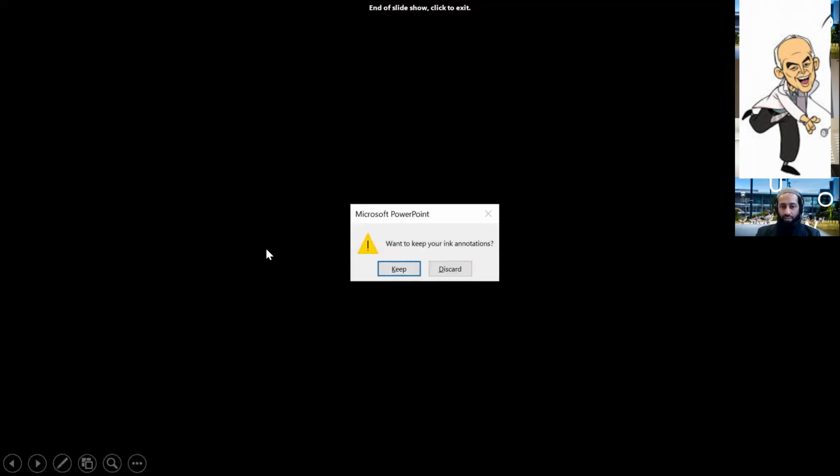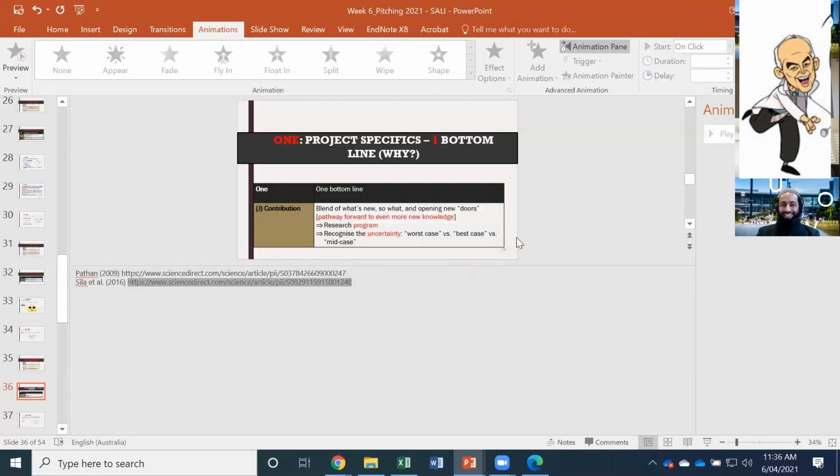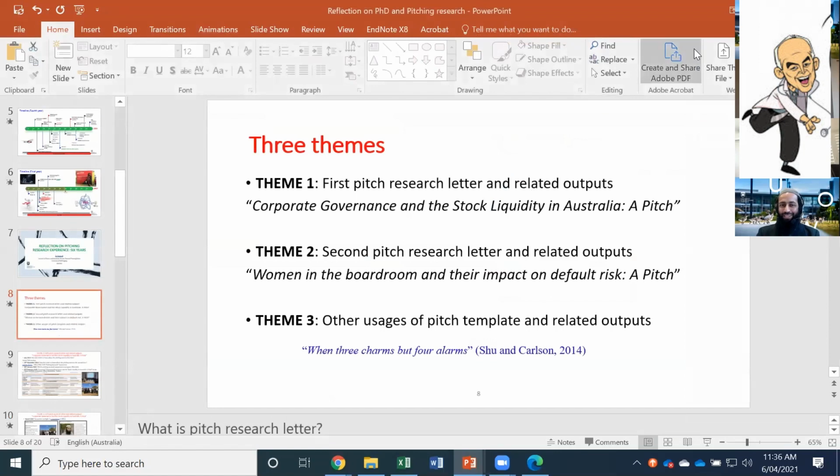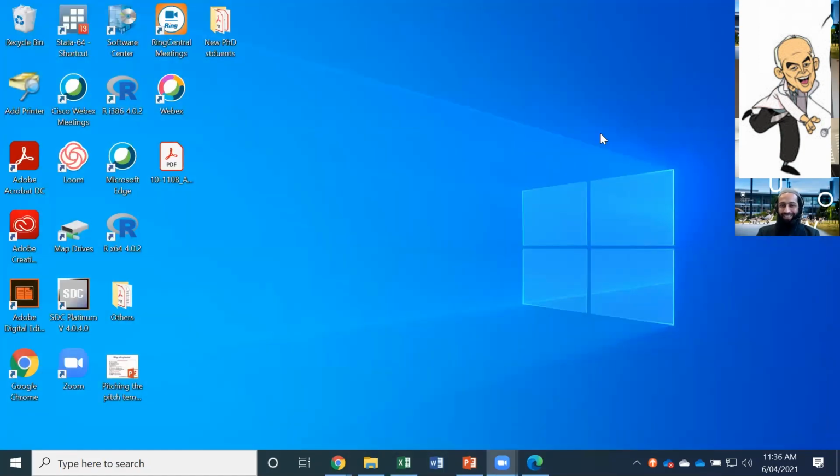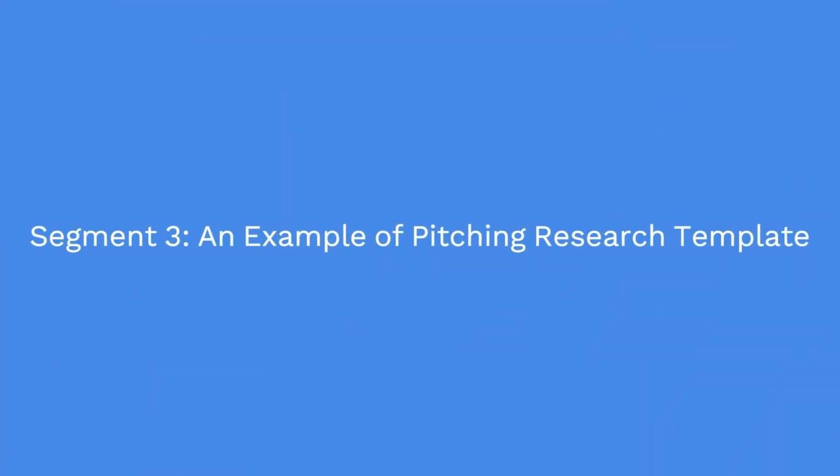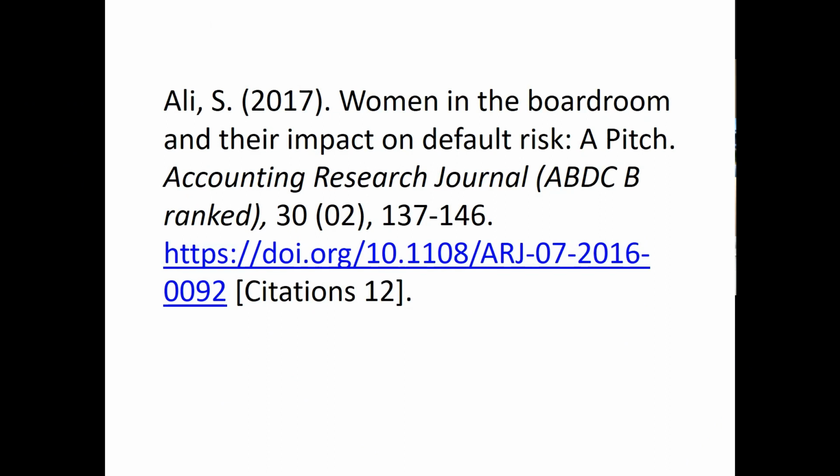Okay, so that's all about the orientation, a bit detailed, but I wanted to give as much as I can. Okay, so let's talk about the pitch template that I prepared during my research journey. I have shared the paper with all of you, which I think you should have read. That's on women in the boardroom and their impact on default risk.